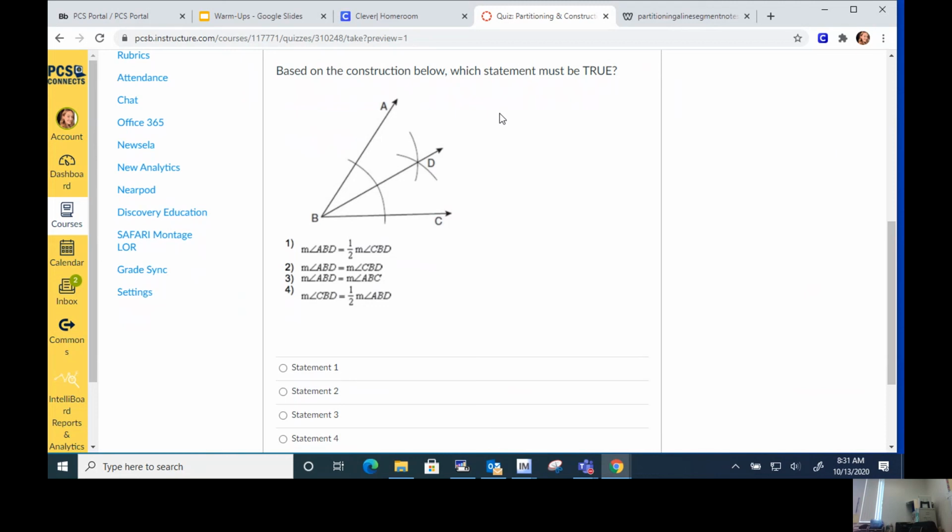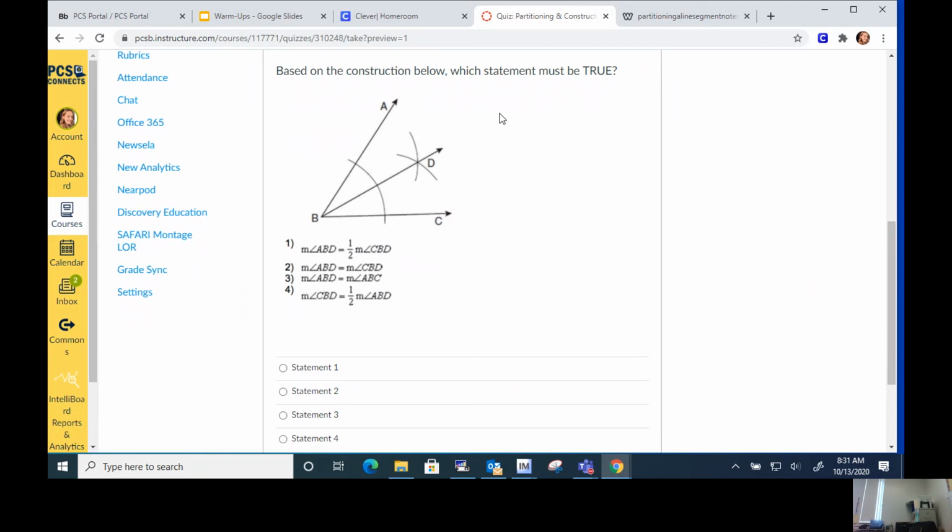Statement number 2 says angle ABD, so this green angle over here, is equal to angle CBD, the blue angle. Is that true? Is the green angle equal to the blue angle? Are those 2 the same? Yeah. So guess what? Your answer is statement 2.